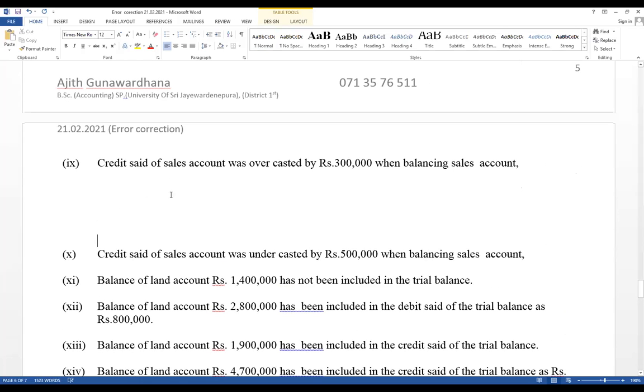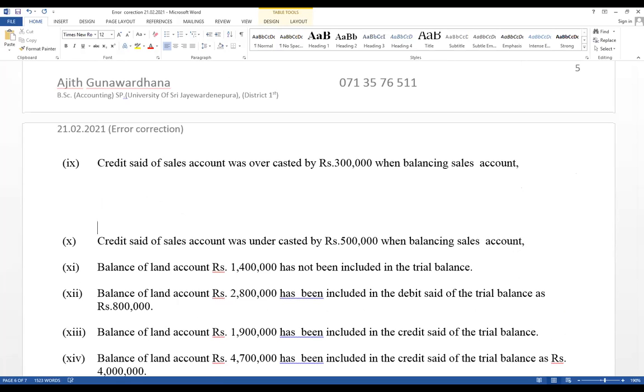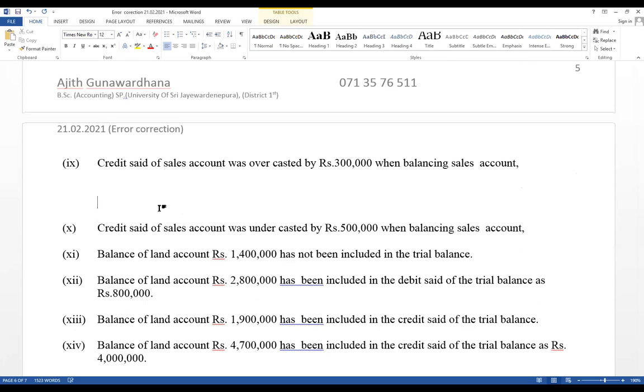Think what would be the answer? Think what duplication errors and double recorded on the same side of both ledger accounts. Those affect suspense. Think about credit sales. The credit side of the sales account was overcasted when balancing the sales account. If errors occur when balancing a ledger account, those definitely affect suspense.